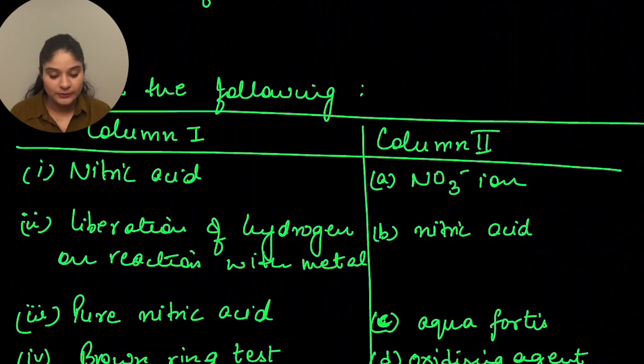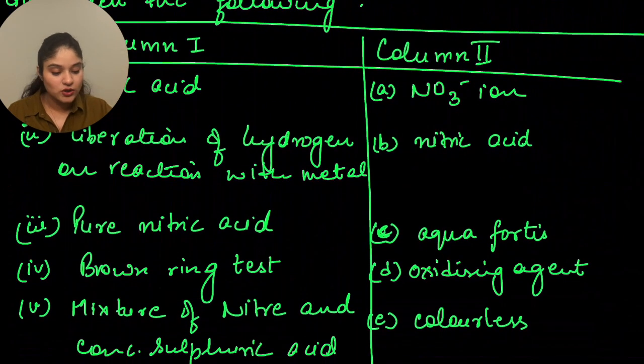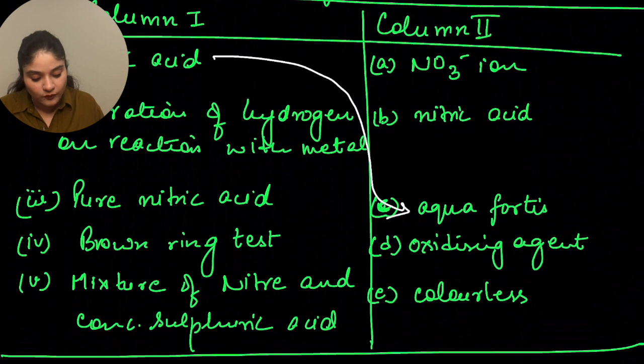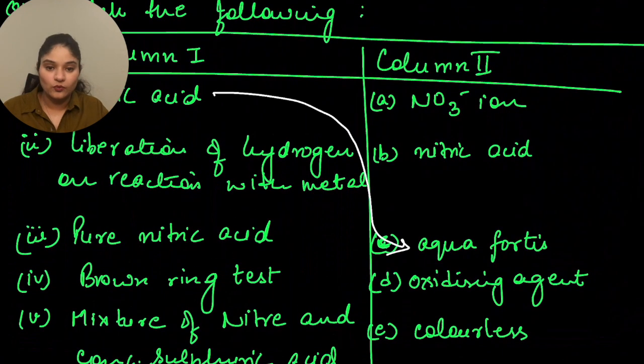Let's move to question number 16. Nitric acid, liberation of hydrogen on reaction with metal, pure nitric acid, brown ring test, mixture of niter and concentrated sulfuric acid. And on this side you have NO3 ion. All right, so let's start with the first one. You have nitric acid. Another name for nitric acid is aqua fortis. So that should go with C.